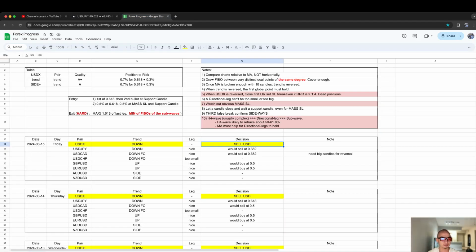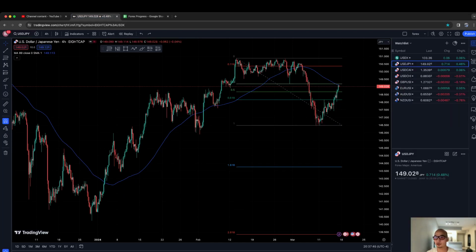Okay, let's write it down. USD Japan yen trend is down, leg size is nice. I would definitely sell. Right now the market is at the Fibonacci retracement 0.38. It's a really good zone to sell USD. So your risk and reward ratio would be about 1 to 4, around there. So now let's take a look at the USD Canada dollar, the loonie.